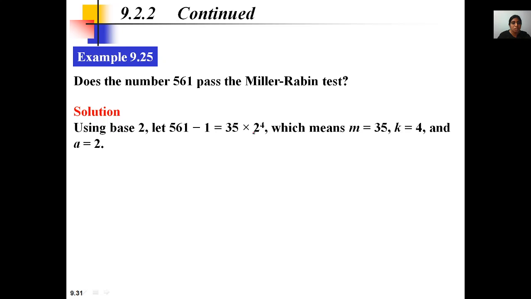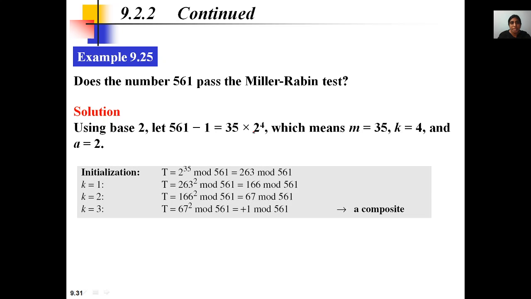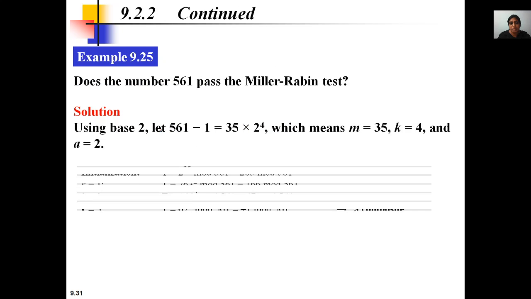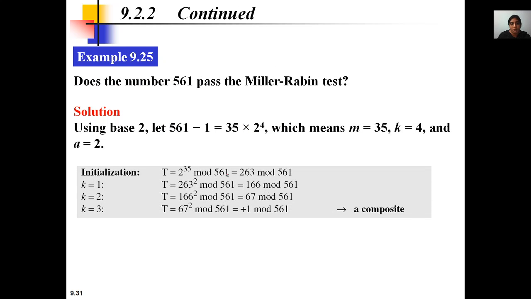And what is the a value here? 2. So we are going to test the value t. How are we going to test the t value? According to the formula given here, t is equal to a power m mod n. So you are using a power m mod n, so you are going to get 2 power 35 mod 561. So here the t value is a power m mod n, which you need to find out.